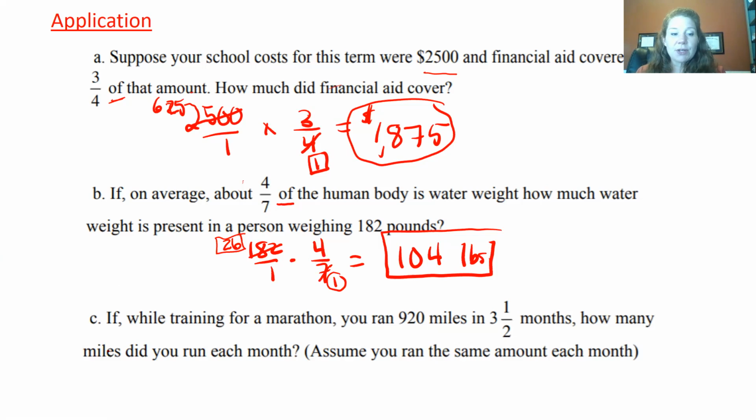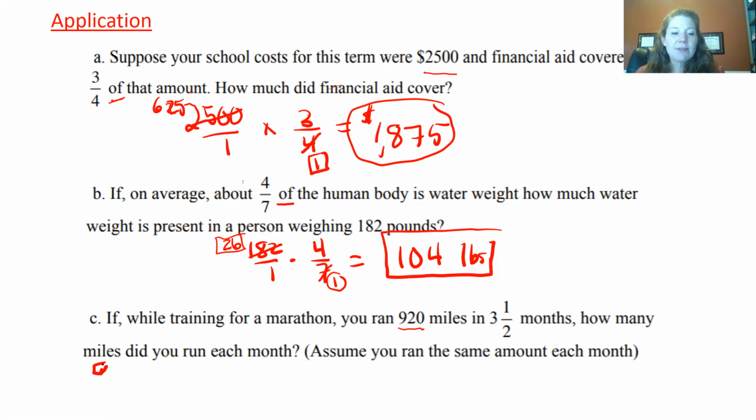Now, with division it is very important that you get the correct number first. A lot of the time it is the biggest number, but not always. Just think about what you're dividing up. Am I dividing up months? Nope, I'm dividing up miles. So make sure your 920 goes first.